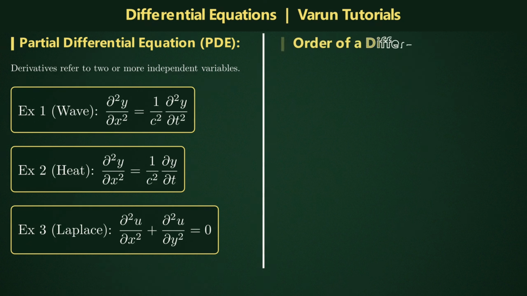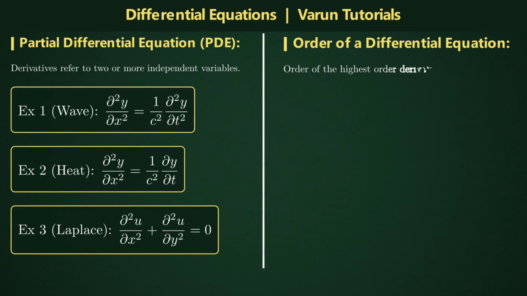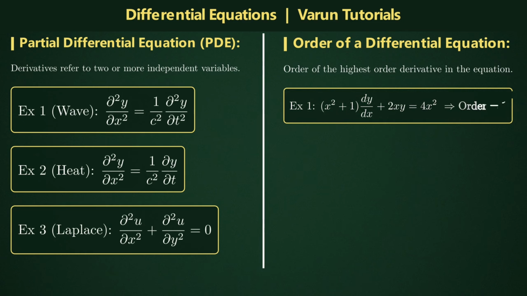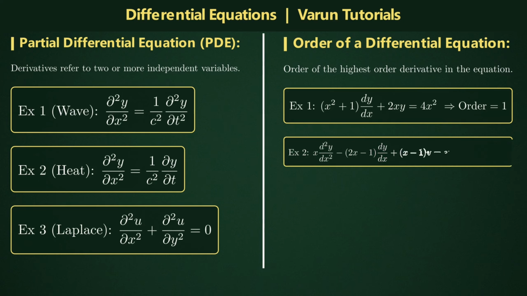Now let us define the order of a differential equation. The order is defined as the order of the highest order derivative that appears in the differential equation. For example, in the equation, the quantity x squared plus 1, times dy by dx, plus 2xy equals 4x squared, the highest derivative is dy by dx, so the order is 1. In our second example, x times d squared y by dx squared, minus the quantity 2x minus 1 times dy by dx, plus the quantity x minus 1 times y, equals e to the x. The highest derivative is of order 2, so the order is 2.